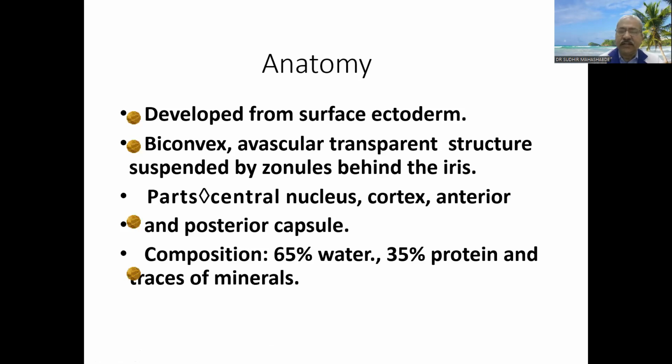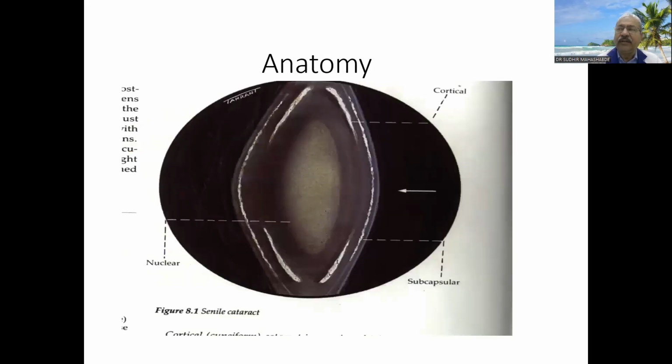Anatomically, this lens develops from surface ectoderm. It is a biconvex, avascular, transparent structure suspended by zonules behind the iris. It has a central nucleus, cortex, and anterior and posterior capsule. 65% of the lens is composed of water, 35% protein, and traces of minerals. These proteins are albuminoids, albumin and globulin, which are soluble.